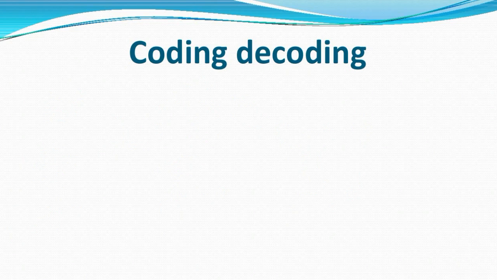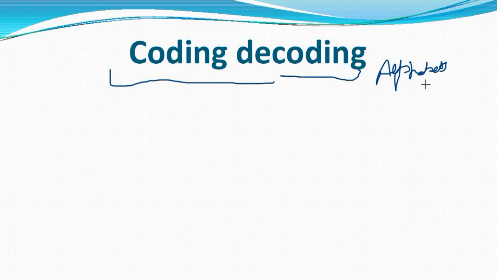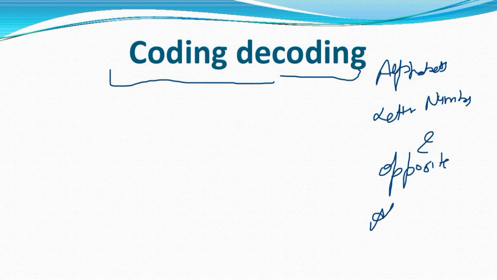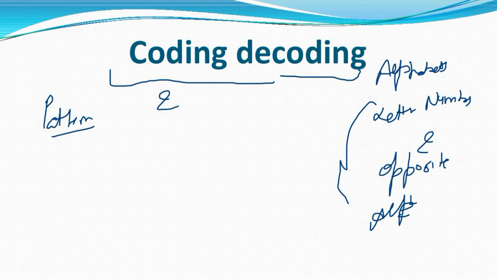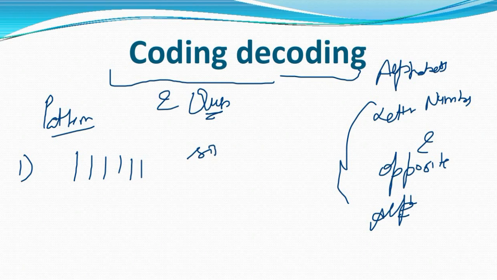Now moving forward, in coding decoding you have to learn alphabets, letter, number, and opposite alphabet. Initially I will discuss the pattern, and then we will do questions. The first pattern is letter to letter. Letter to letter means similar pattern.